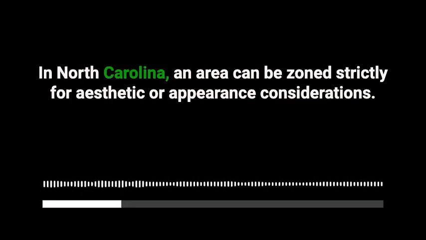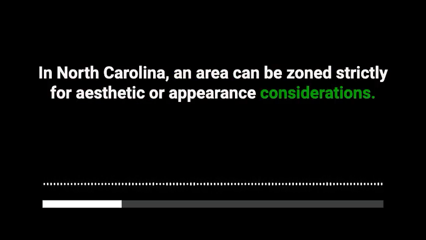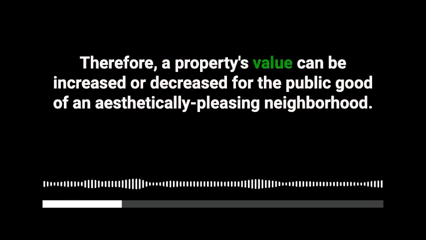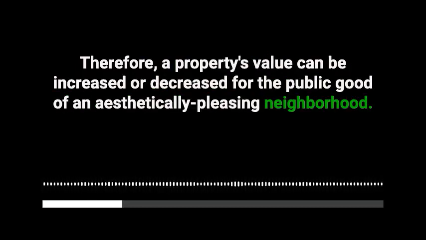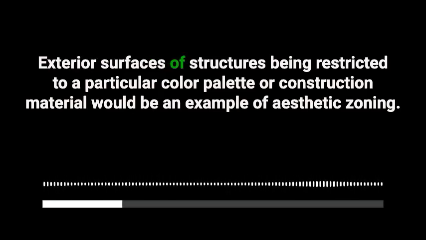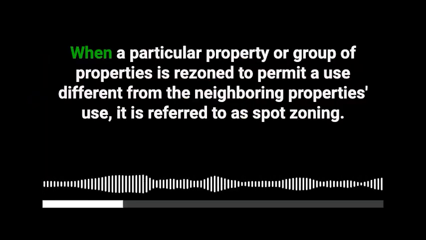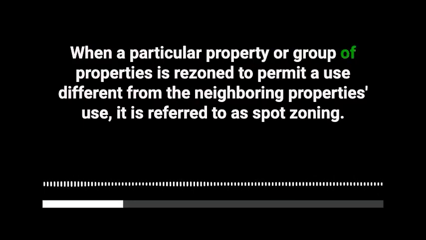Aesthetic zoning. In North Carolina, an area can be zoned strictly for aesthetic or appearance considerations. Therefore, a property's value can be increased or decreased for the public good of an aesthetically pleasing neighborhood. Exterior surfaces of structures being restricted to a particular color palette or construction material would be an example of aesthetic zoning.